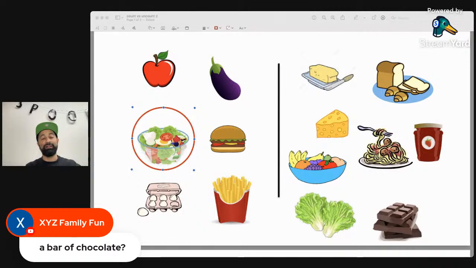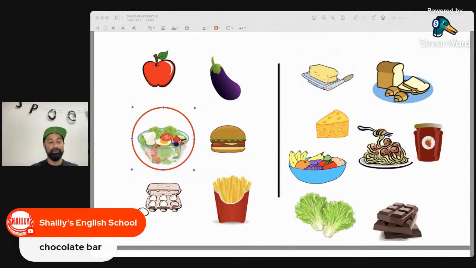We can say a chocolate bar, right? But chocolate itself is uncountable. Jam is uncountable. Cheese is uncountable. Those are some of the tricky ones.